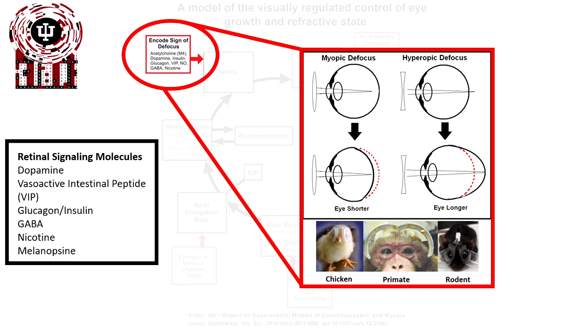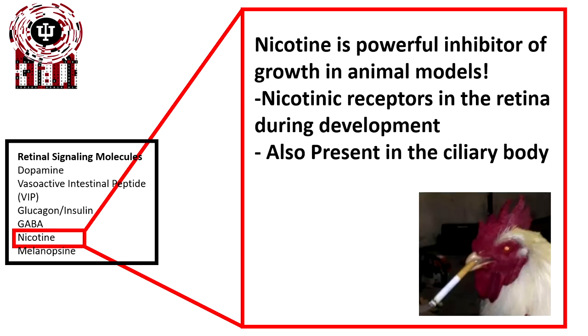Here are some starting retinal signaling molecules that possibly identify components of the emmetropization process. Those include dopamine, VIP, glucagon, GABA, nicotine, and melanopsin. As an example, nicotine itself is a very powerful inhibitor of growth in animal models.